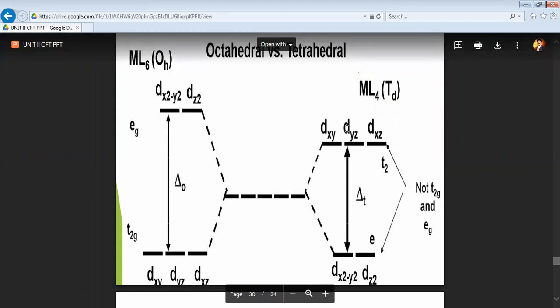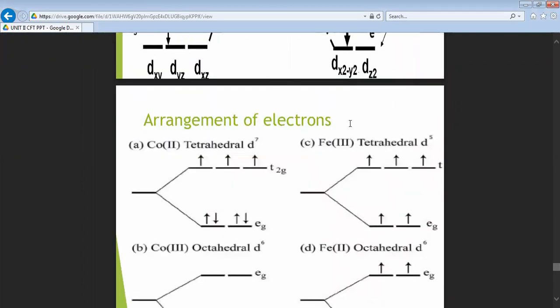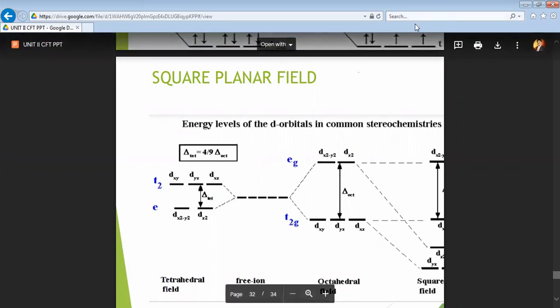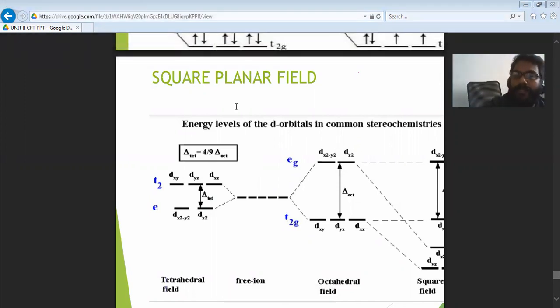One more important thing is the square planar field: the energy levels of d orbitals in square planar. What is square planar? Suppose this box is square planar. I'll show an example. This is the square planar.